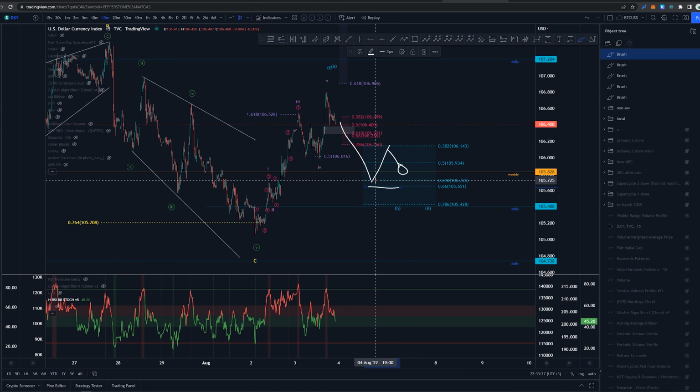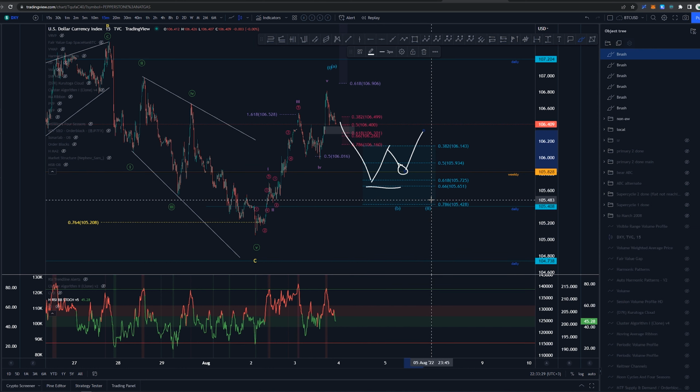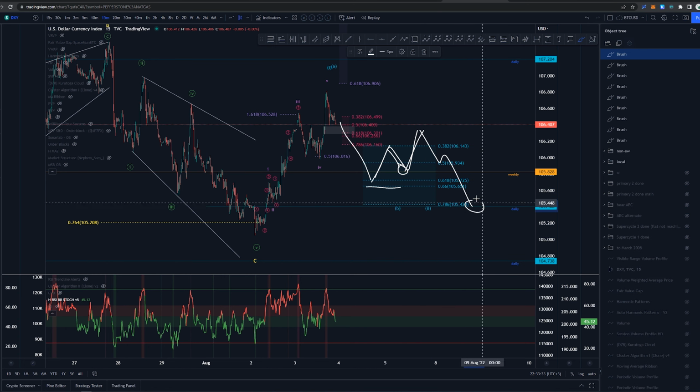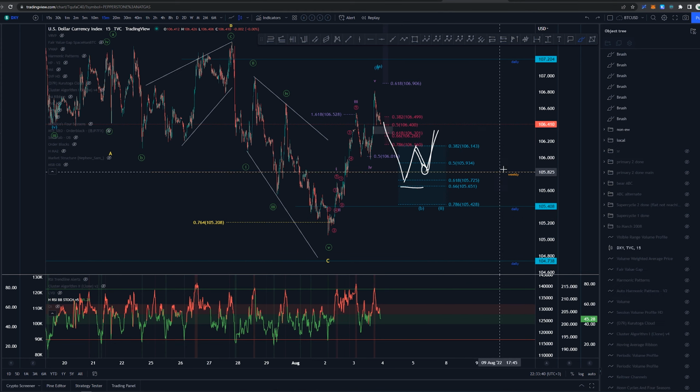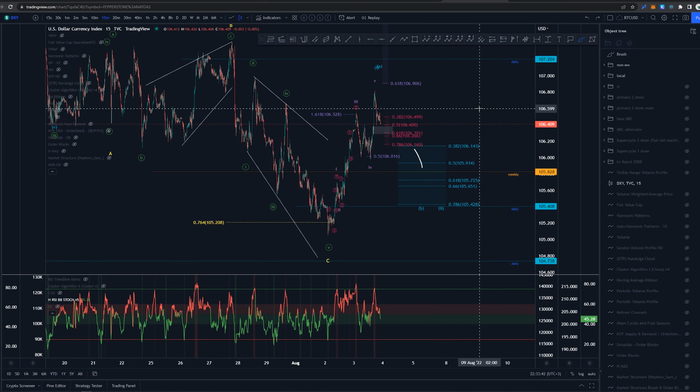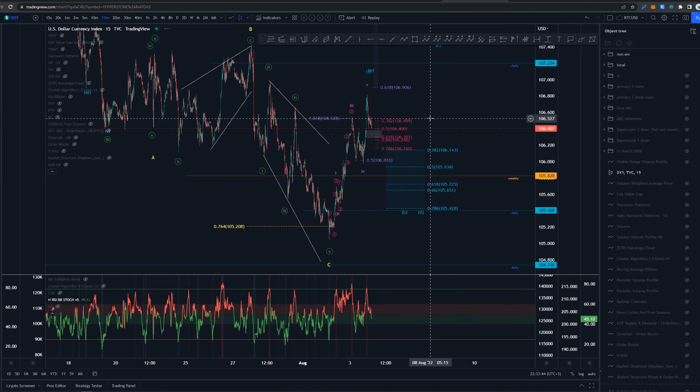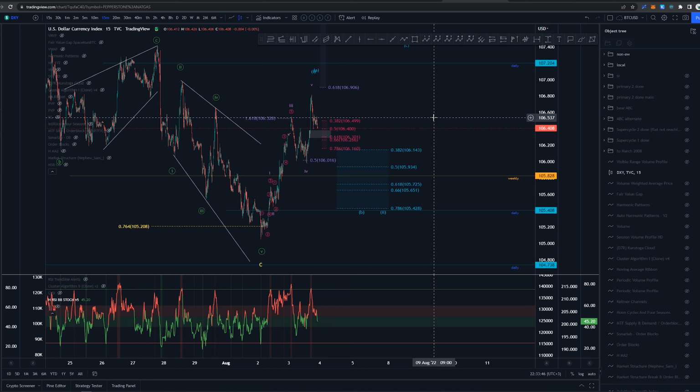Then again, it is possible, of course, that this is going to make just an ABC leg here and look for lower, back to these areas where we have the daily and a 786. We'll see how it turns out though. But those are the ways to enter this market if you want to do so. But yeah, that is pretty much everything I wanted to cover on DXY today.